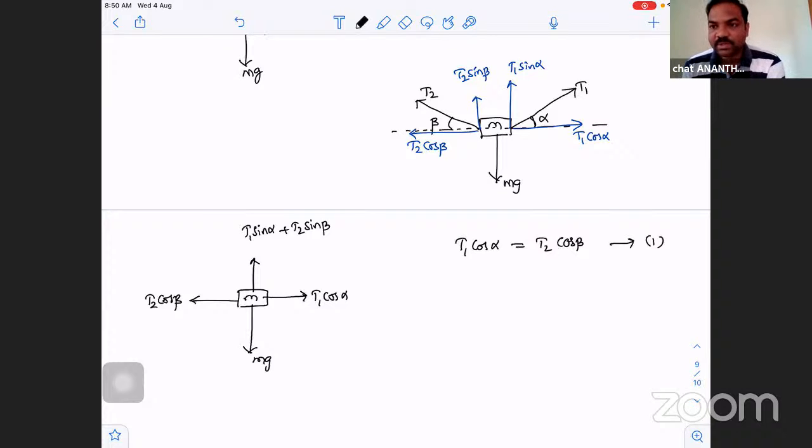Equal and opposite, suppose. Resultant will be 0: A bar and minus A bar, add, gives 0. Magnitude should be equal, direction should be opposite. Similarly, upward force: total upward force should be equal to total downward force. So I can write T1 sin alpha plus T2 sin beta should be equal to mg.